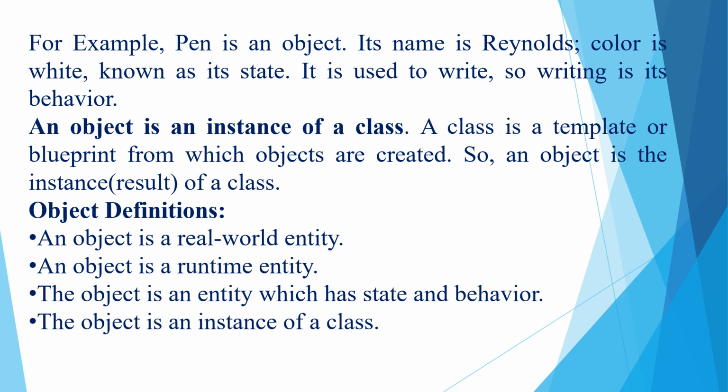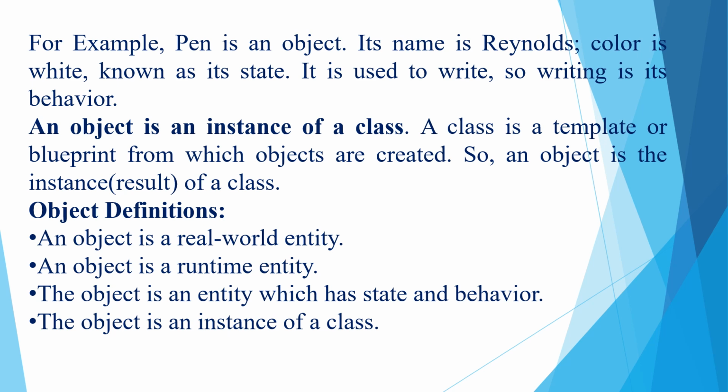Now comes the example. Here I've taken an example which all of us use daily in our lives, let us say a pen. So pen is also an object, right? I can identify that particular object pen with its name and the color. All this we call the state of an object. So the state of the pen here is the name, that is Reynolds, and the color, that is white. And for what are we using that particular object? Functionality: we use it for writing. So that is its behavior.